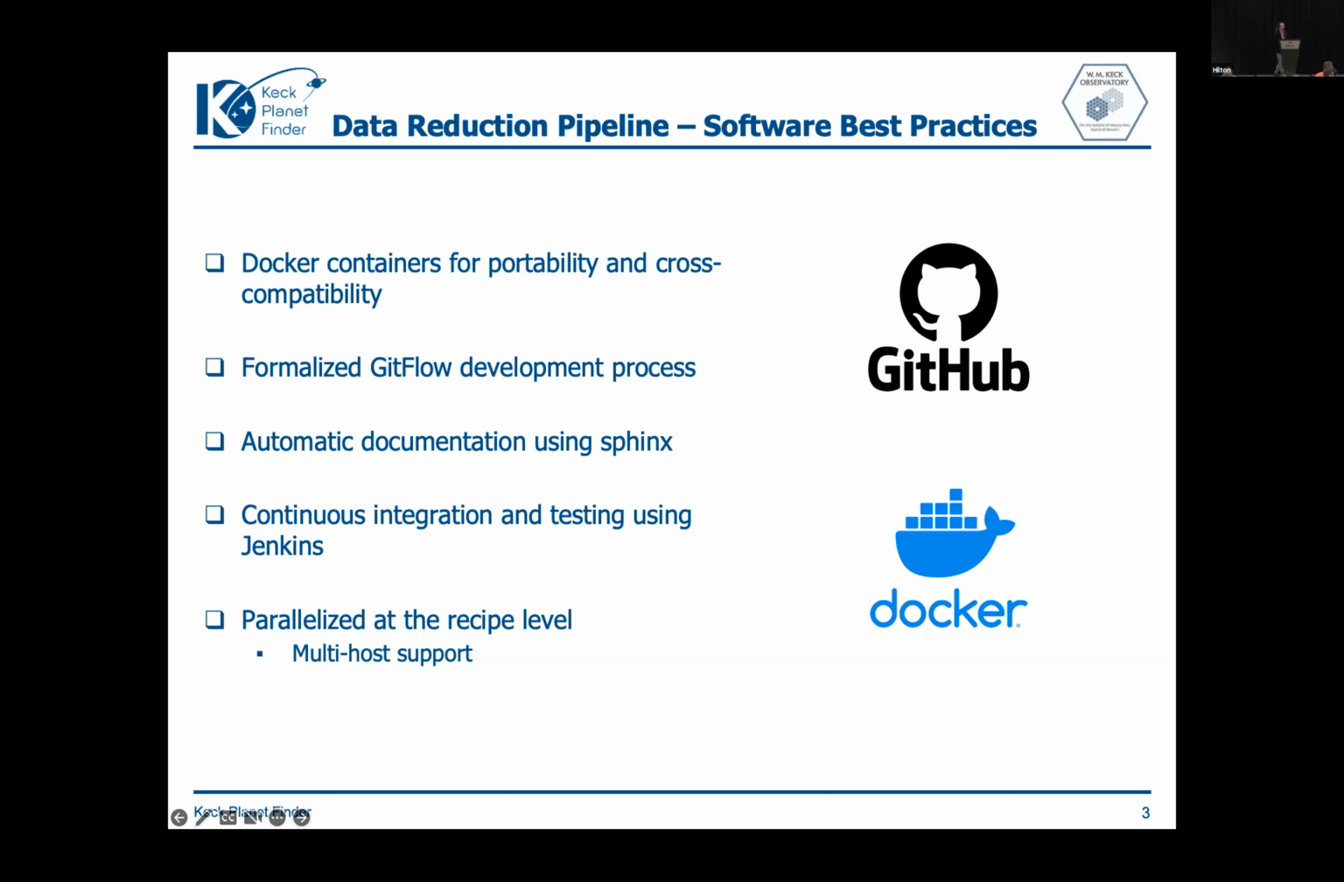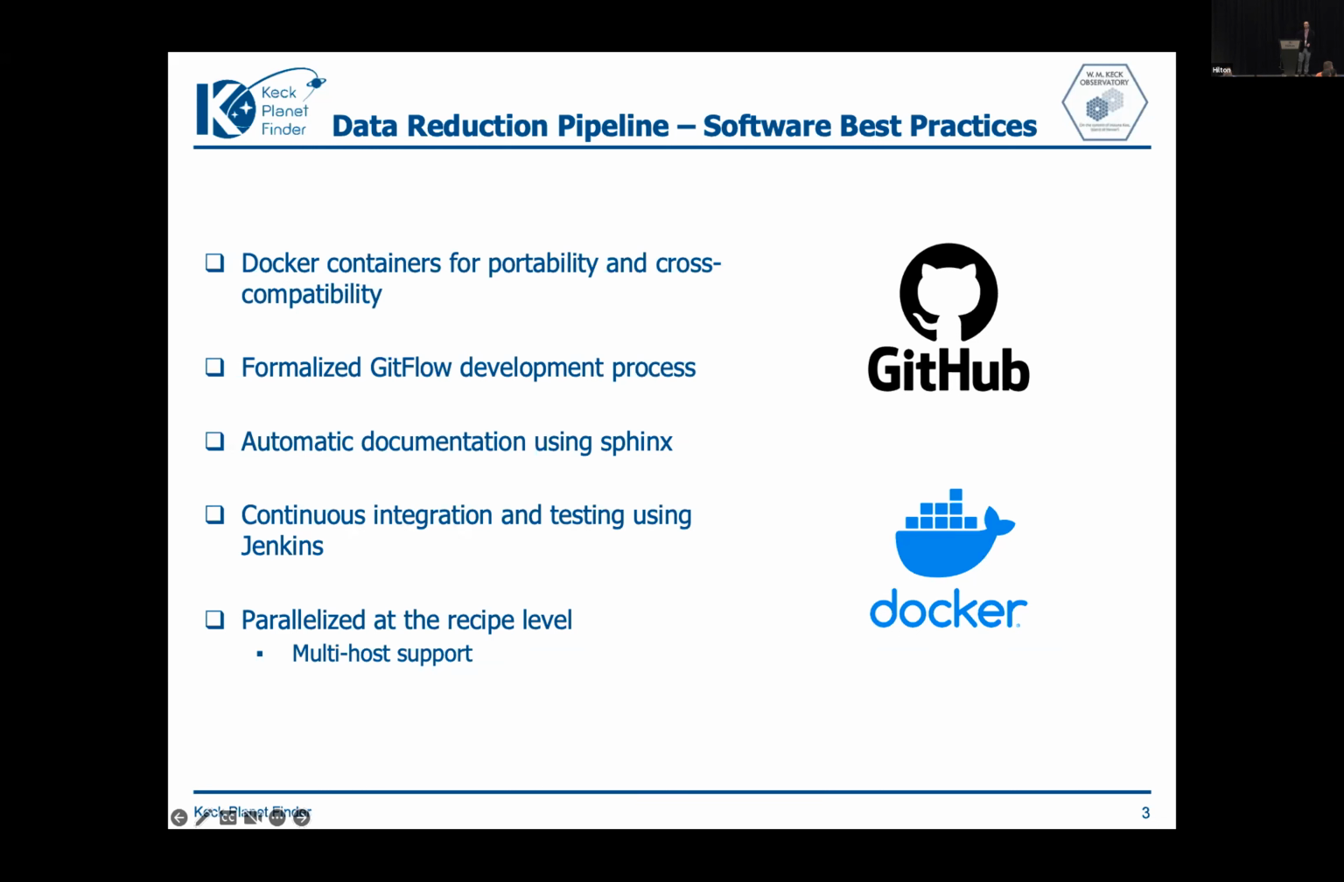We have a formalized Git flow development process, which is just a fancy way of using GitHub and reviewing pull requests and such. We have automatic documentation using Sphinx. This is the typical Python package documentation that you've probably seen before, and I'll flash up a screen of that later. We're employing continuous integration and testing using Jenkins.